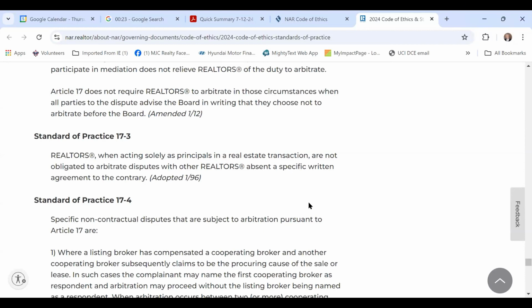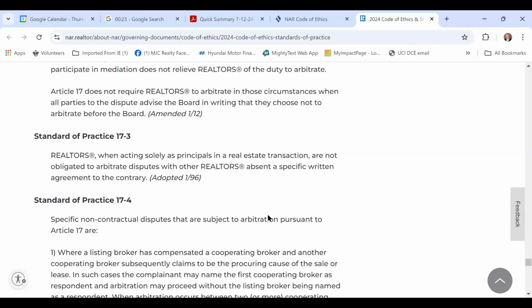Joel, if a member has door hangers printed for expired listings and forgot to add the disclosure, should they throw them away and reprint them, or can they use them? The law says you're in violation of law if you put them out. So I don't know if you want to throw them away or not, but if you use them, you're in violation of real estate law and your code of ethics.